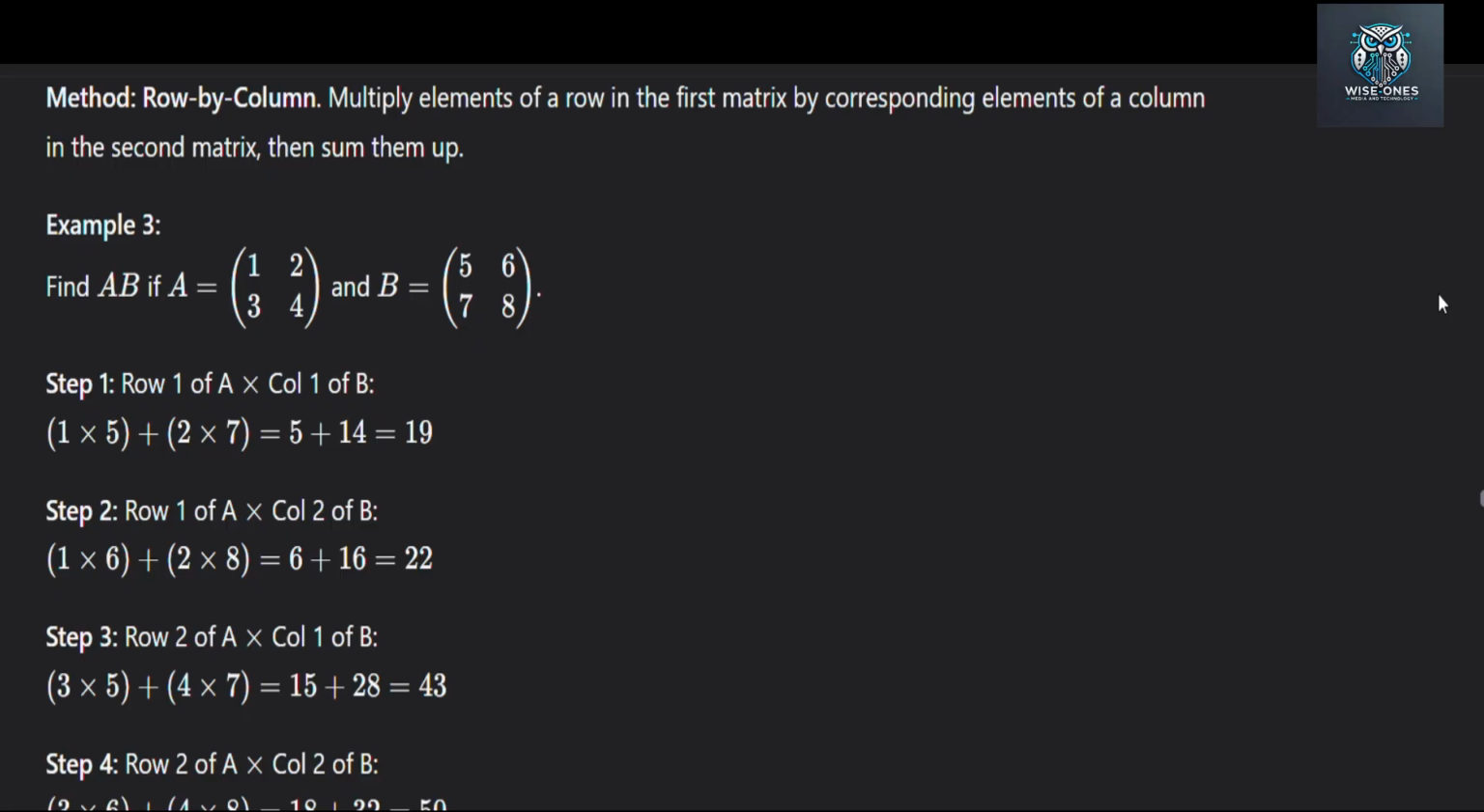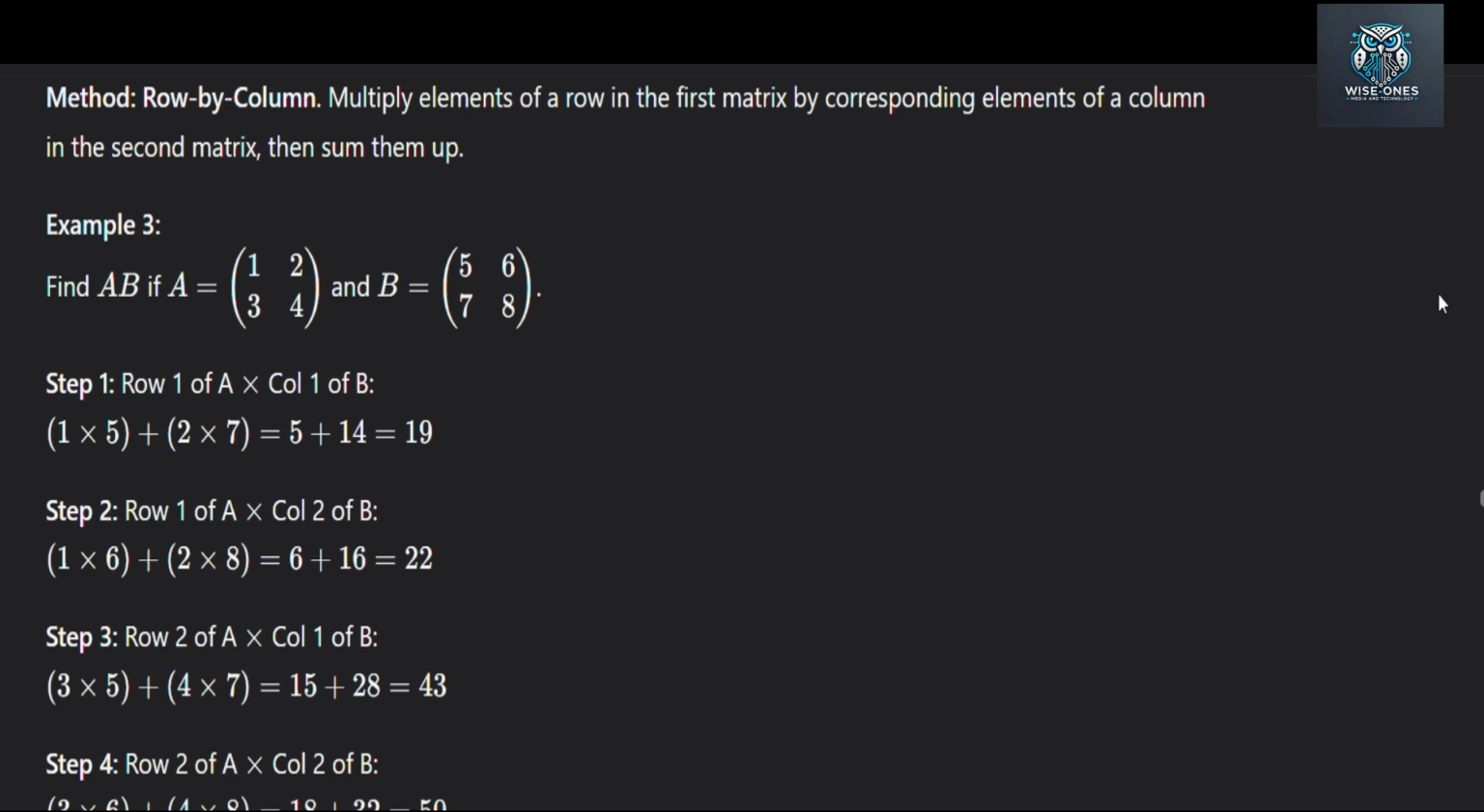It is like a handshake. You need both hands to meet. You cannot shake hands with your elbow, so row must meet column. Let us look at example 3. Find AB if A equals a 2 by 2 matrix, first row 1, 2, second row 3, 4, and B equals a 2 by 2 matrix, first row 5, 6, second row 7, 8.